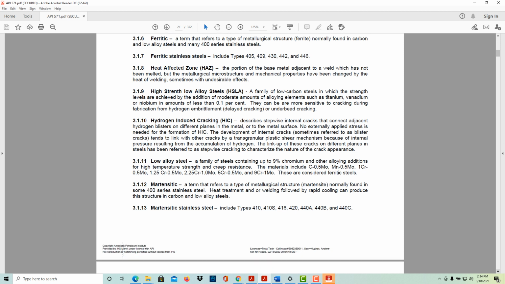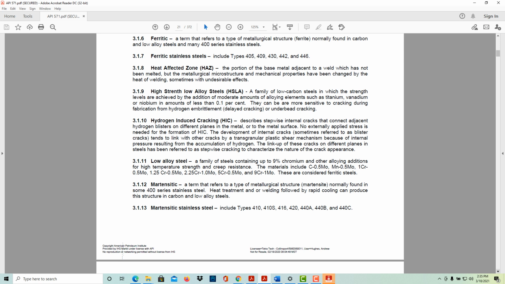High strength low alloy steels, HSLA, a family of low carbon steels in which the strength levels are achieved by the addition of moderate amounts of alloying elements such as titanium, vanadium, or niobium in amounts of less than 0.1%. They can be more sensitive to cracking during fabrication from hydrogen embrittlement, delayed cracking, or underbead cracking.